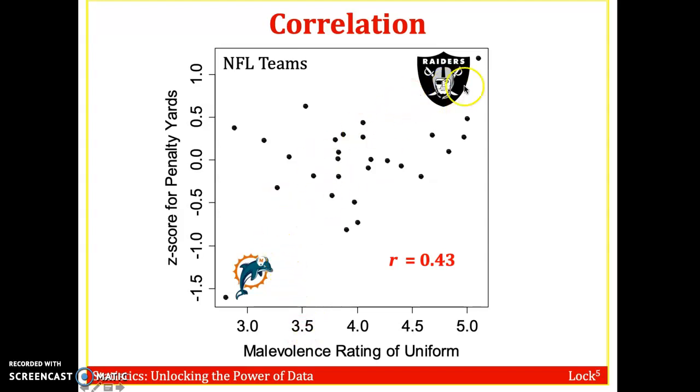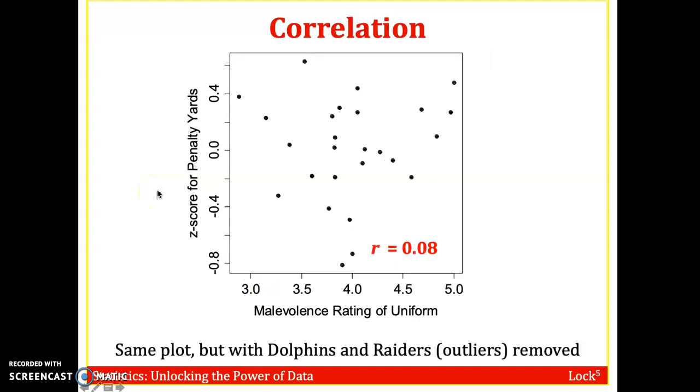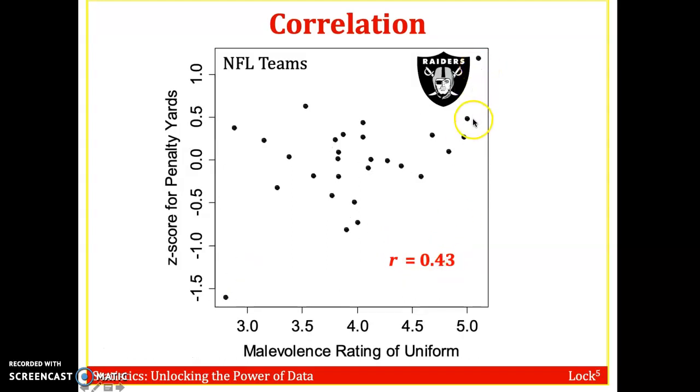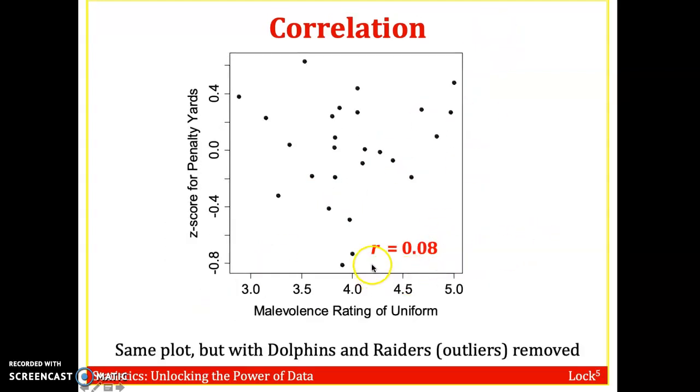I want to show this graphic because these are fairly clear outliers, apart from the rest of the data. What if we remove them? Here's the same data, but now we've removed the 2 outliers, the Dolphins and Raiders, and now the correlation got very, very close to 0. Go back to the last one. With those 2 dots, the correlation is moderate to weak. Get rid of those 2 outliers, and the correlation is almost nil. We almost lose all the correlation.